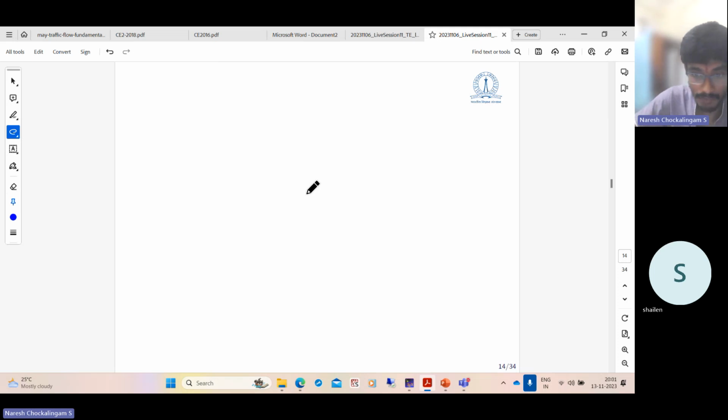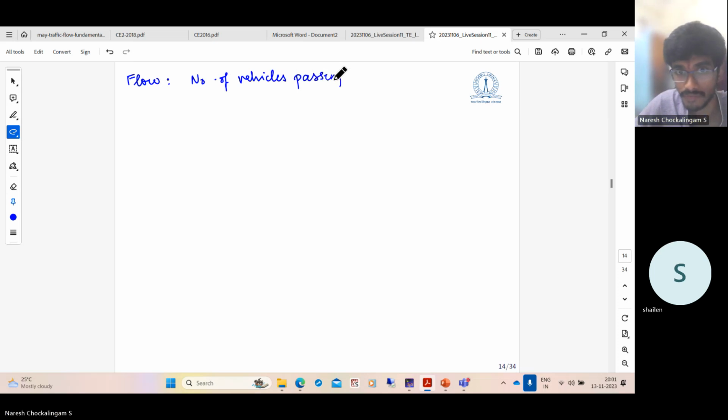So flow, as I said, is the number of vehicles passing through a given point in an interval. It is measured in an interval.